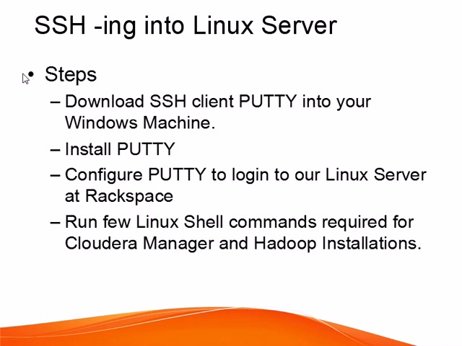We have a server now. The next step is we are going to secure shell log in to the Linux server. For that we require a secure shell client, PuTTY. So we are going to download PuTTY, and then install it on our Windows machine, and then using the password and the IP number we are going to log into our newly created server and run a few shell commands. So let's go and download PuTTY.